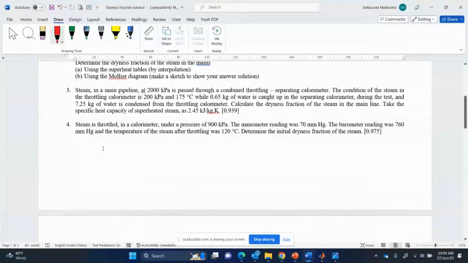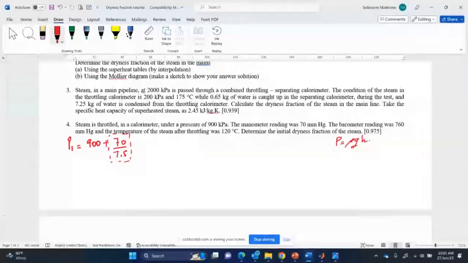So P1 absolute is going to be 900 kPa, which is gauge pressure, plus 70, which is mercury, divided by 7.5. Or if you don't want to use this method here, you can use the long method because you know that pressure is equal to rho g h.